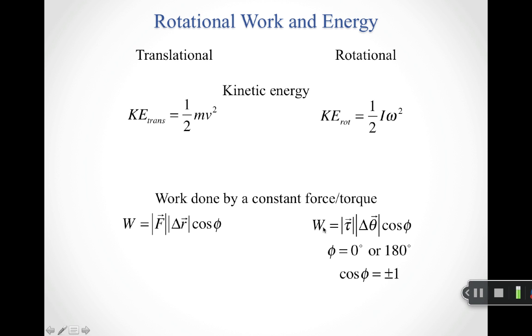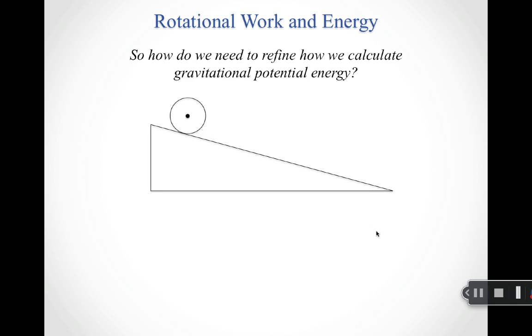This is either a situation where the work is being done to speed an object up as it rotates, and so the torque and the angular displacement are in the same direction, or to slow down an object as it rotates, and the torque and the angular displacement would be in opposite directions. So we're either going to use 0 degrees or 180 degrees for our angle, which means that this cosine term is either going to be plus or minus 1. So the work done by a constant torque is going to be plus or minus the magnitude of the torque times the magnitude of the angular displacement.